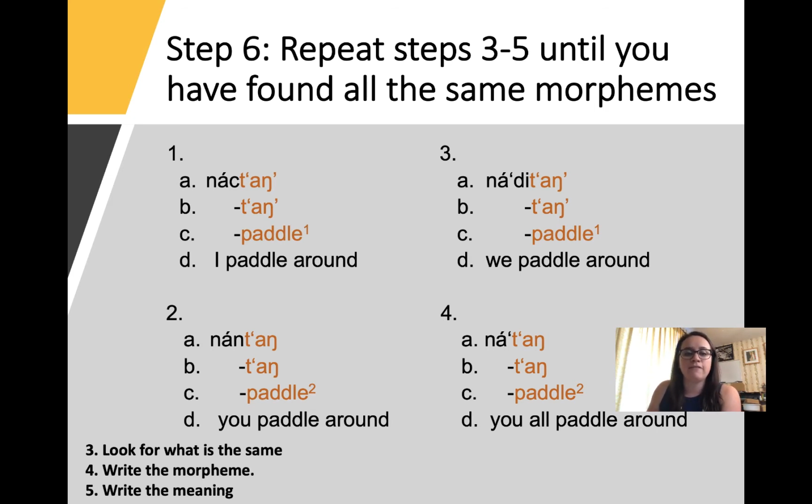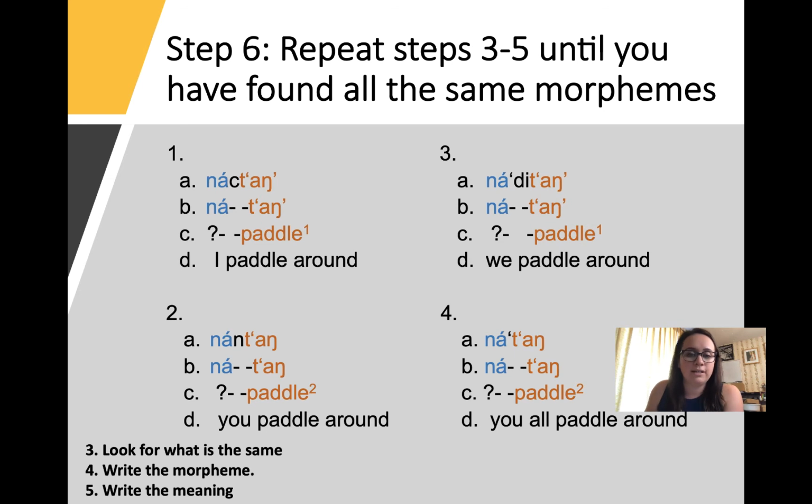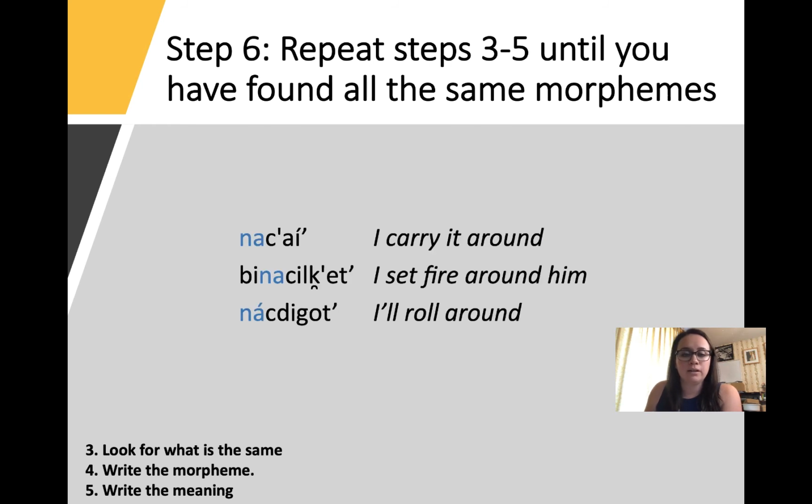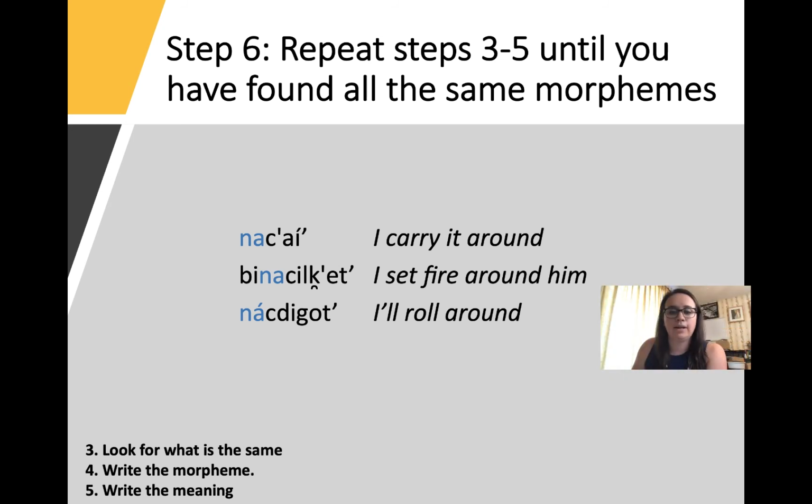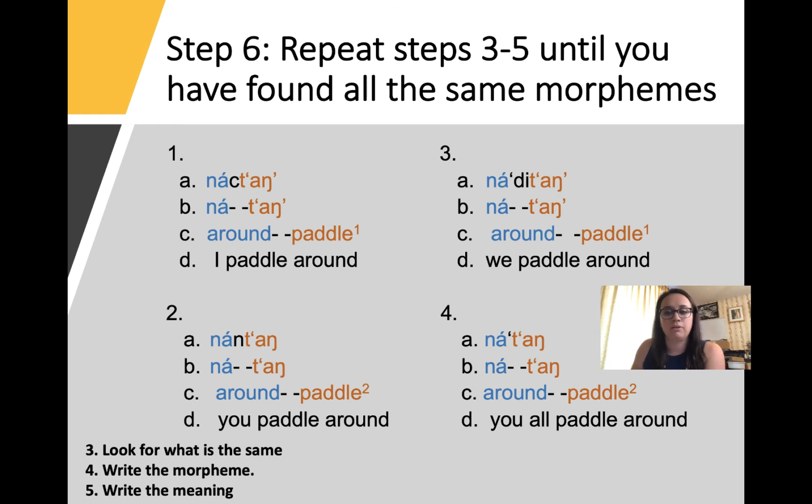So we also have this na, and what does it mean, right? So I'm going to go ahead and write it down, but we aren't quite sure yet. It's a little challenging, but if I look at other words that have this na in them, sure enough, it looks like they all have this meaning of around. And so I'm going to go ahead and put that down as around in step 5, write the meaning.